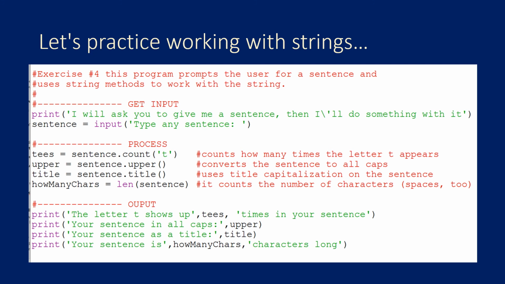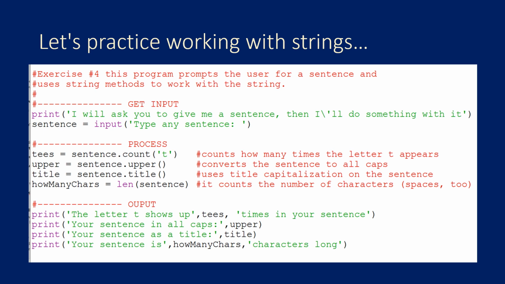and is going to store it into the variable named title. And then the last processing statement that we have is how many chars equals len of sentence. What it does is count the number of characters, and that includes spaces. They're going to be counted: how many characters, letters, symbols, digits, and spaces are in that sentence the person types in. So the output is going to be something related to what we have just done.